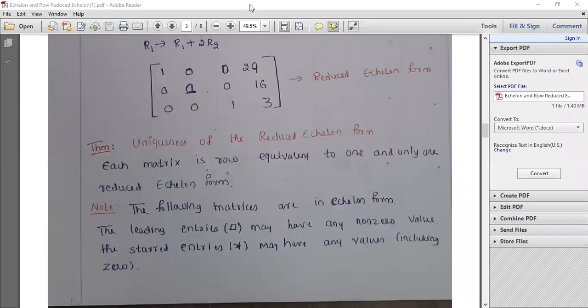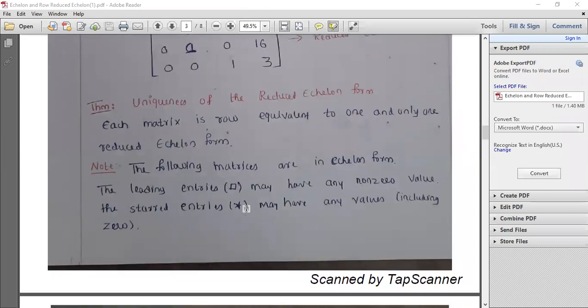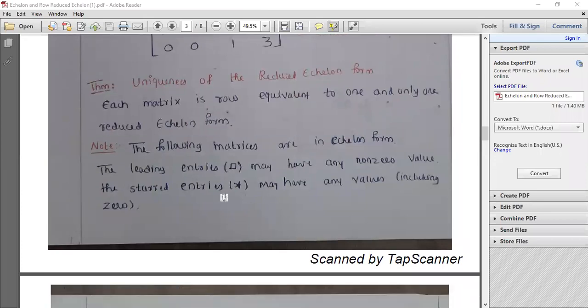Okay? Then there is one note, please make a note of it. The following matrices are in echelon form. Here I'm giving you the notation in terms of some star and square box, which is the generalized format. The leading entries I note by a square. The square box may have any non-zero value. Please remember, these are in echelon form.